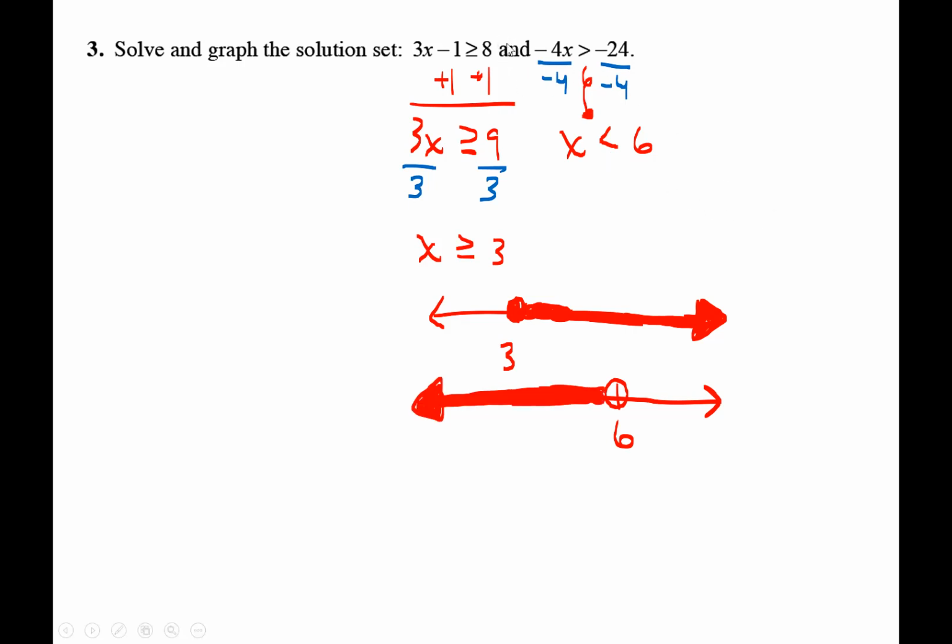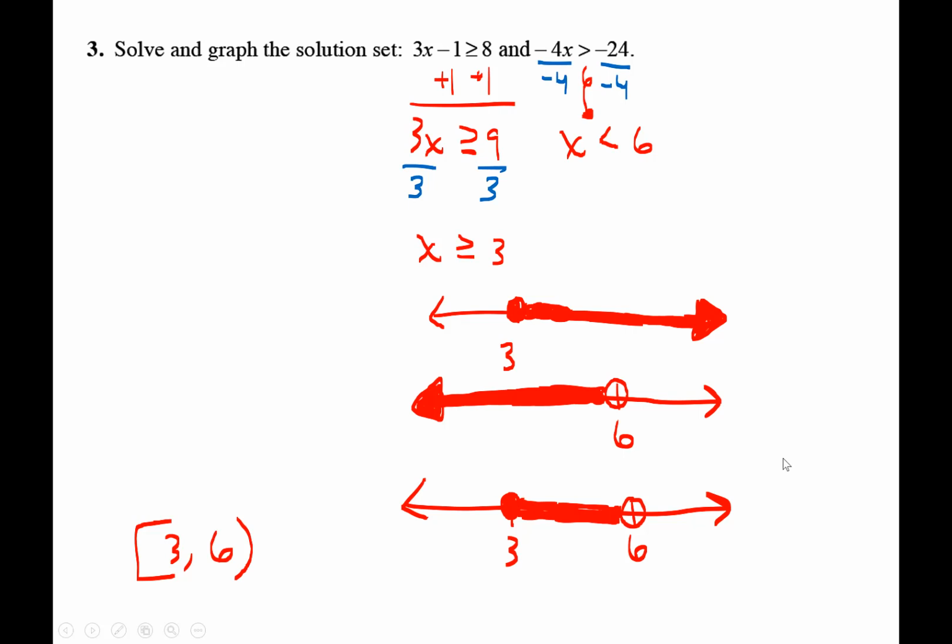Again, it's an AND statement. What's the final graph? What combines both of these together into one statement? We have a graph that starts at 3, including the 3, and goes all the way to 6, but does not include the 6. That's what the open dot means. We don't include 6. And we shade in the middle because that's where they connect. Perfect. Anybody got interval notation? Cool. Bracket 3, comma 6, parenthesis.